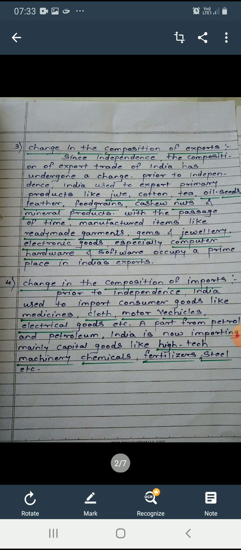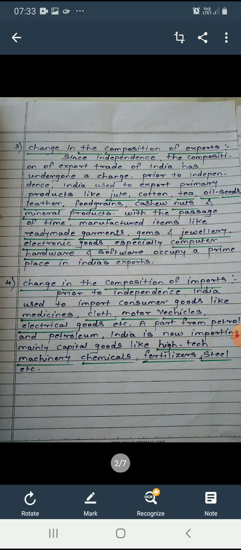Now turn to the third point, change in the composition of export. What does export mean? Anything that we produce in our country and sell to another country. And we know the history also. Before independence, there was the British Raj over our country, and India used to sell raw material at very low rates to other countries. This low rate was almost a free kind of thing because they used to exploit the Indian people.